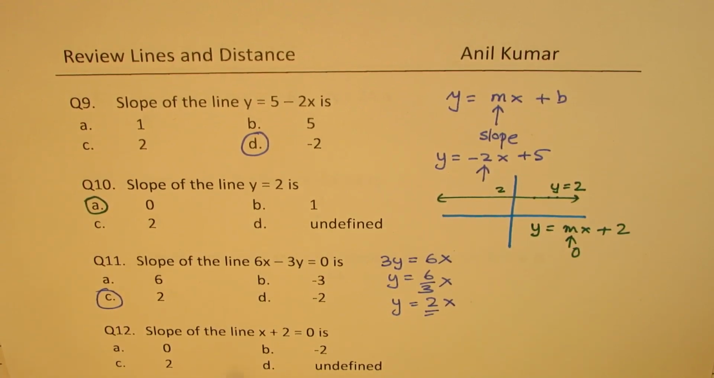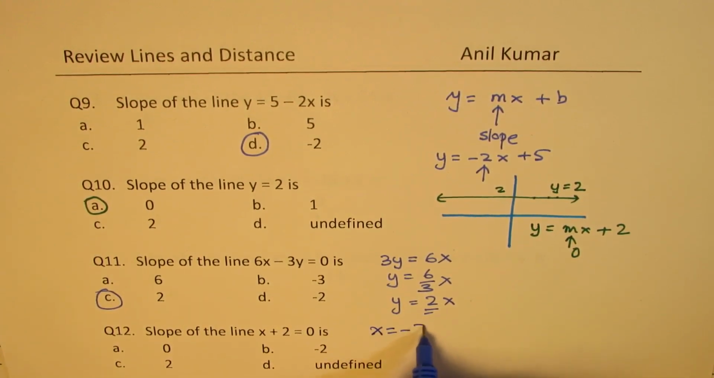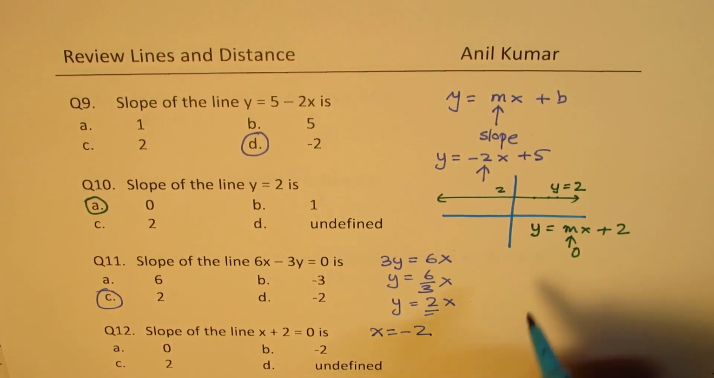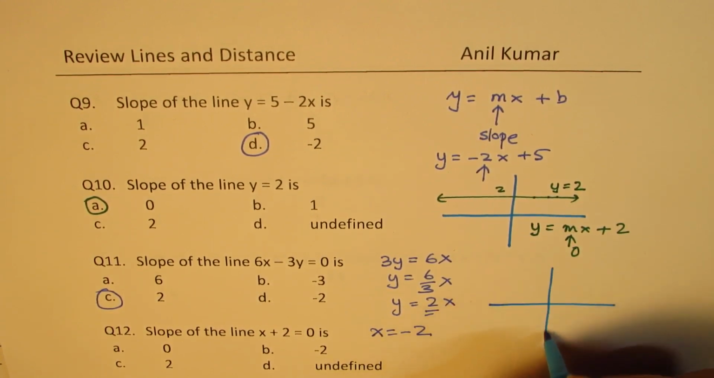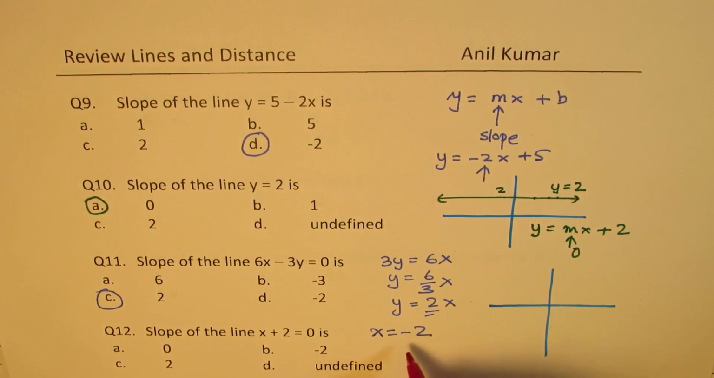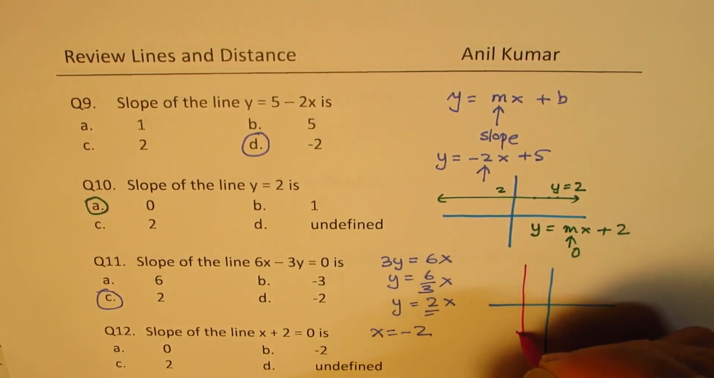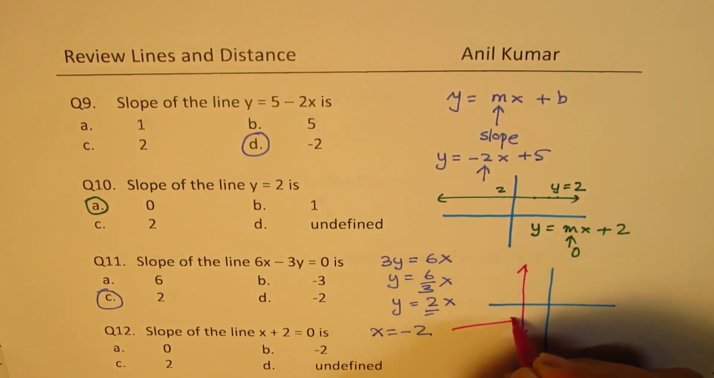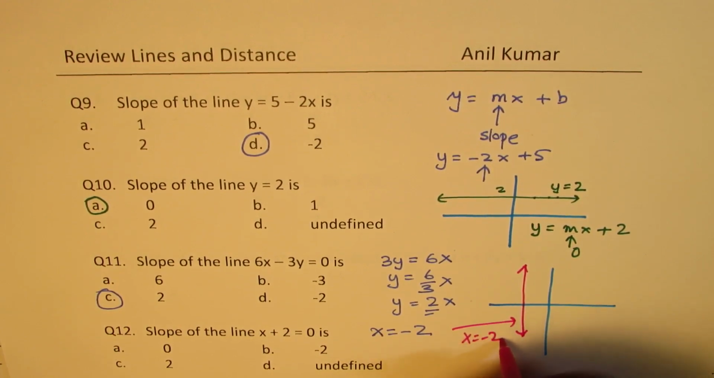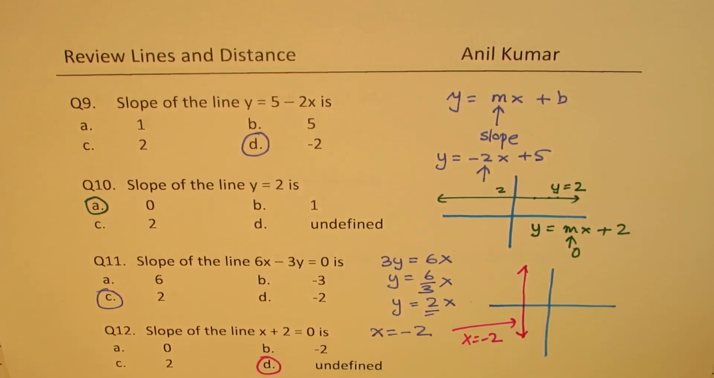Example 12: slope of the line x plus 2 equals 0 is what? Now x plus 2 equals 0 really means x equals minus 2. x equals minus 2 is a vertical line where the x value is always minus 2. So this line is x equals minus 2. The slope is undefined for a vertical line. So I hope that is absolutely clear, right?